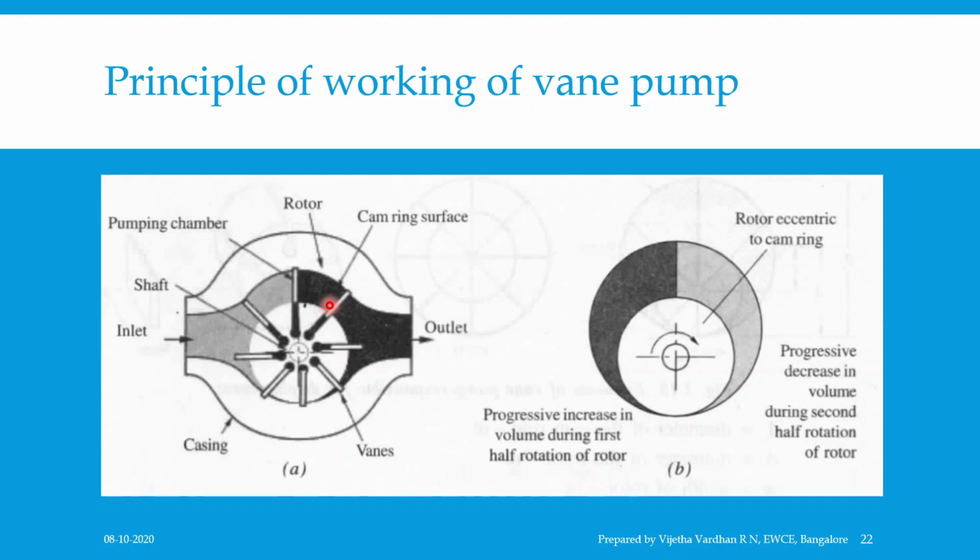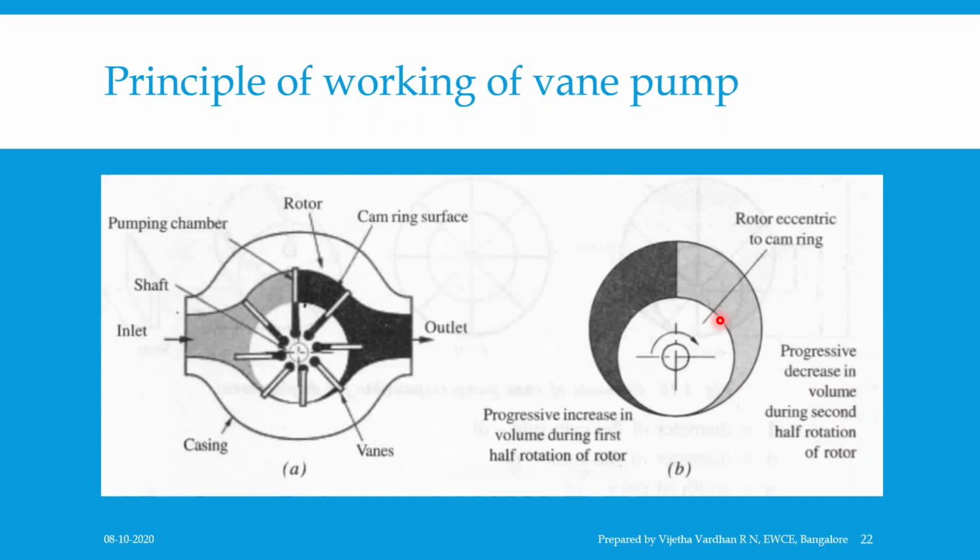During one half of the rotation, the volume increases progressively between the rotor and the cam ring, which you can observe in this figure. This increase in volume causes a reduction of pressure and is the suction process, during which the fluid flows into the housing through an inlet port and fills the void. Now figure A shows the assembled view, whereas figure B shows the principle of working of the vane pump.